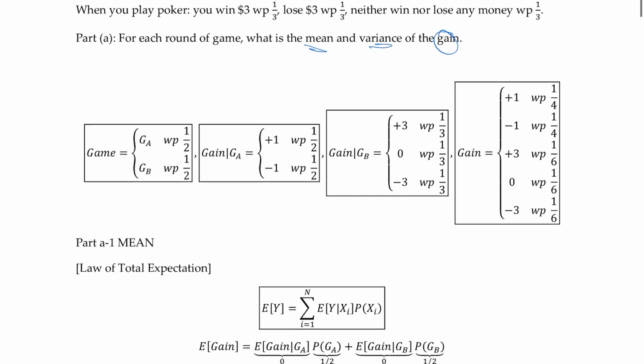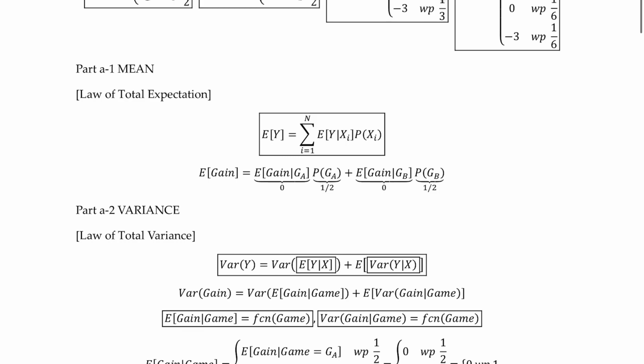Gain. Okay, so part A, let's find the mean, and for that we're going to use the law of total expectation. And this is basically the general expression of the law of total expectation. So for this specific problem, this is our gain and this is our game. All right, so basically we can write it that way. Gain depends on game, which game we play, right?